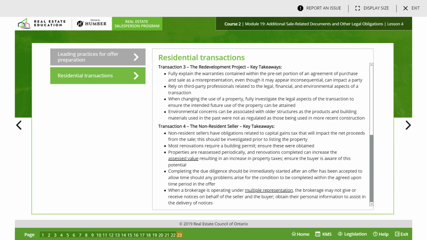And renovations completed can increase the assessed value, resulting in an increase in property taxes. Ensure the buyer is aware of this potential. Completing the due diligence should be started immediately after an offer has been accepted to allow time, should any problems arise, for the condition to be completed within the agreed upon time period in the offer. When a brokerage is operating under multiple representation, the brokerage may not give or receive notice on behalf of the seller and the buyer. Obtain their personal information to assist in the delivery of notice.